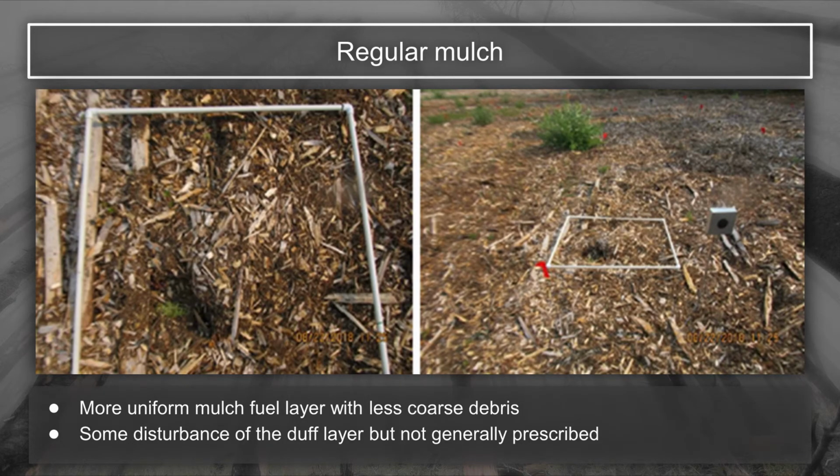A normal mulch intensity is the standard typically applied in industrial operations such as clearing for industrial sites or right-of-way maintenance. The regular mulch fuel layer has most aerial and surface fuels processed into chip debris. Some disturbance of the duff layer occurs but is generally not prescribed in mulching operations.